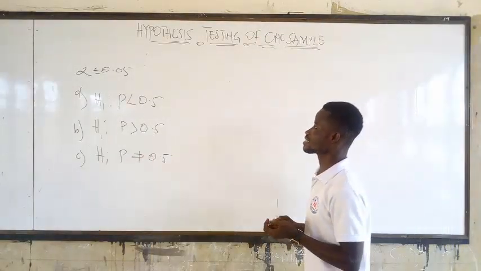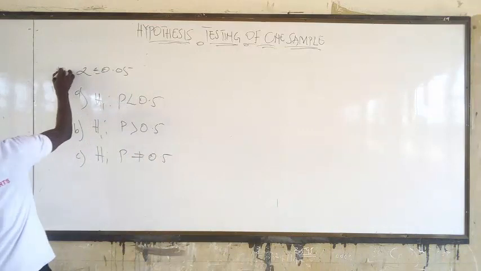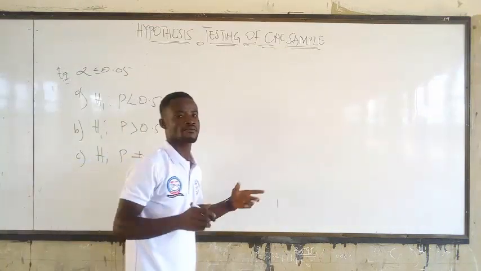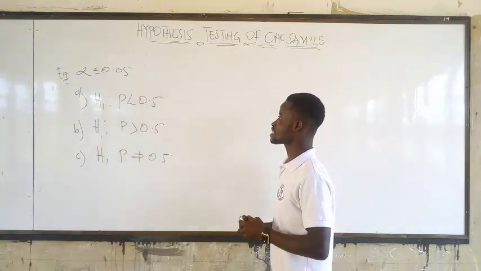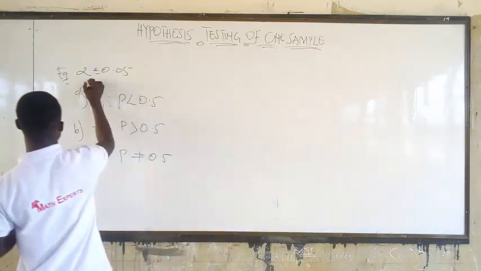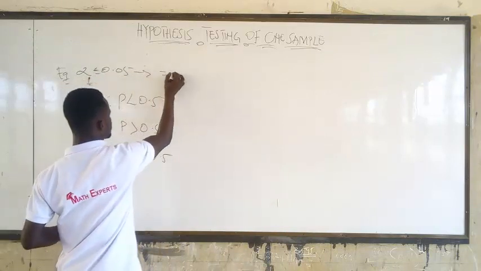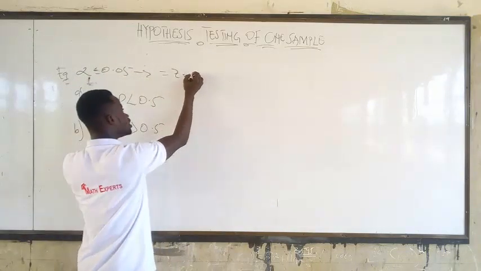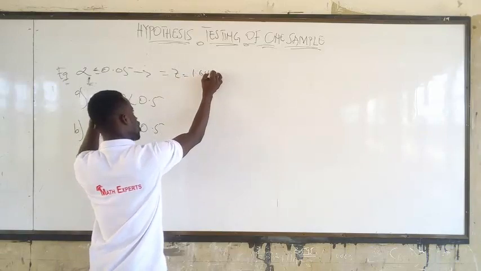Alright, so now let's see an example of what I'm talking about. For instance, let's say I'm given an alpha of 0.05. Then our z is going to be what? Our z is going to be 1.645.